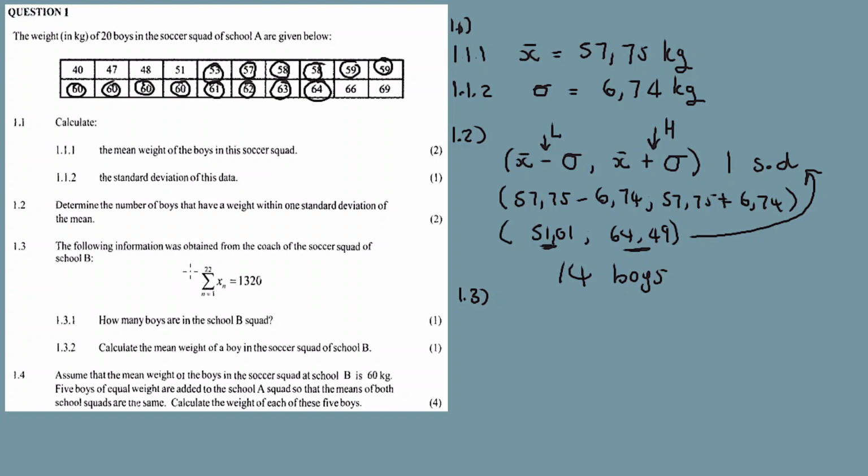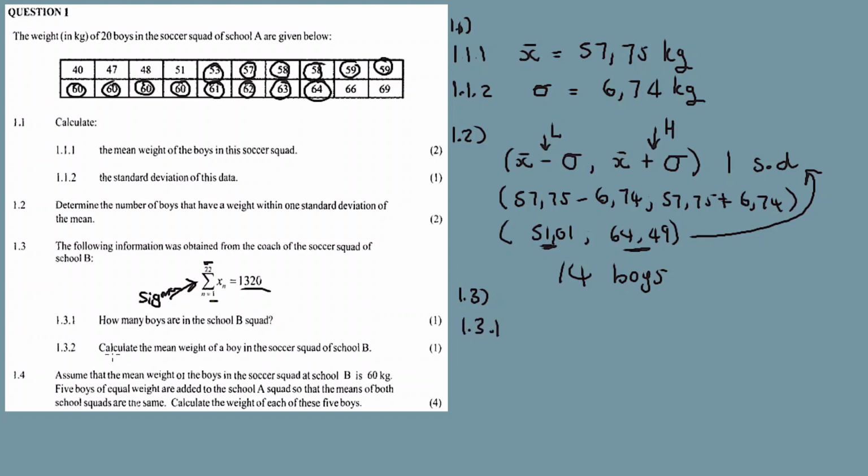This is sigma. Sigma of x n, meaning that for school B, the coach has added the weights of these children as well and got this value, right? So it starts from 1 and ends at 22, right? It ends at 22.